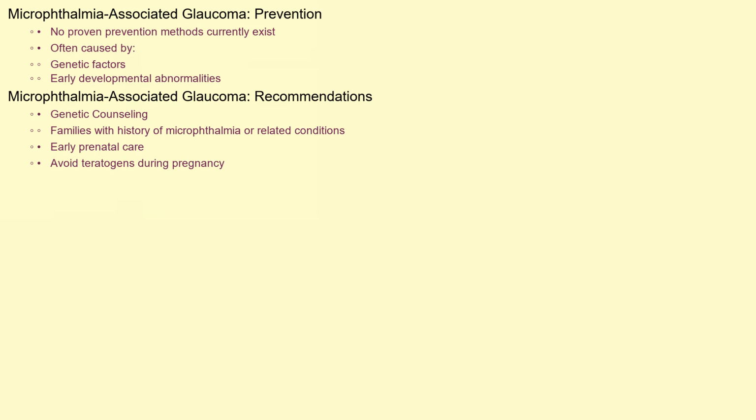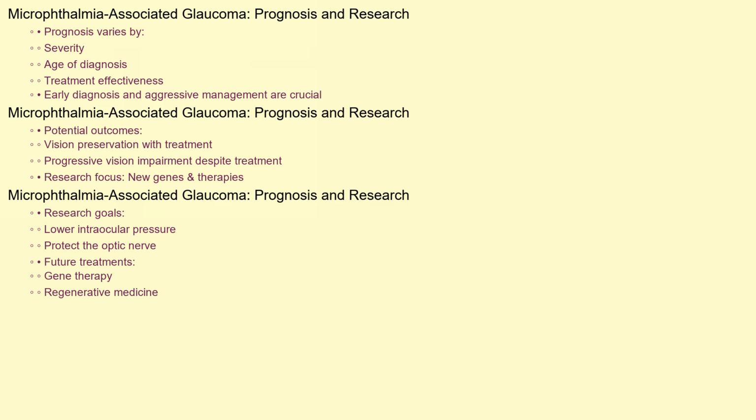Currently, there are no proven methods to prevent microphthalmia-associated glaucoma, as it is often caused by genetic factors or developmental abnormalities that occur early in gestation. Genetic counseling may be beneficial for families with a history of microphthalmia or related conditions. Early prenatal care and avoiding exposure to known teratogens, substances that can cause birth defects during pregnancy, are generally recommended for all pregnancies. The prognosis for microphthalmia-associated glaucoma varies depending on the severity of the condition, the age of diagnosis, and the effectiveness of treatment. Early diagnosis and aggressive management can help to preserve vision and prevent further vision loss. However, even with treatment, some individuals may experience progressive vision impairment.